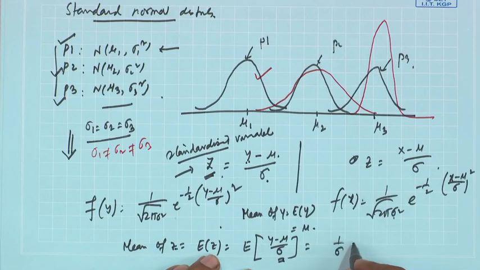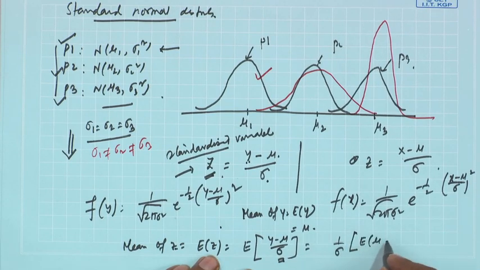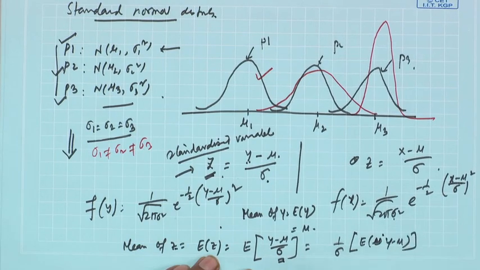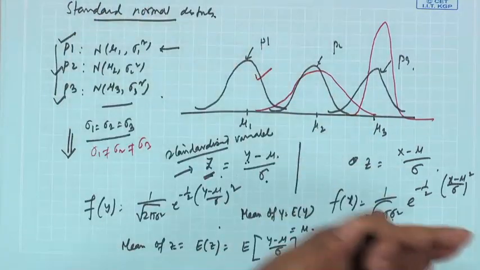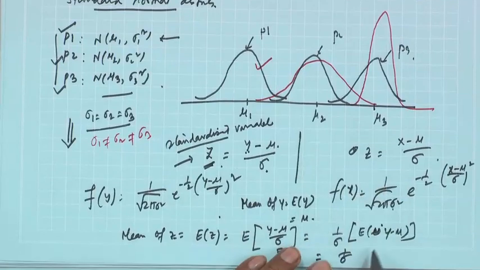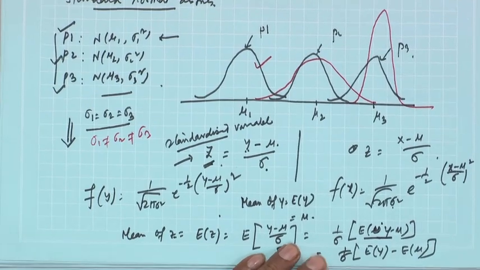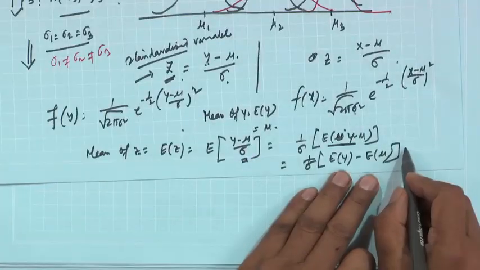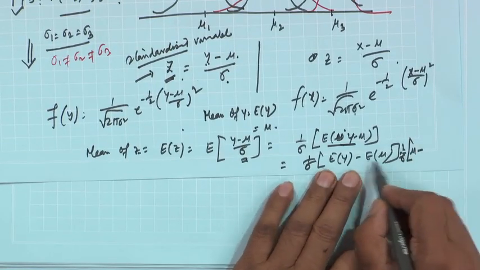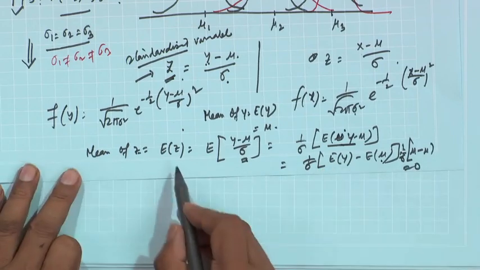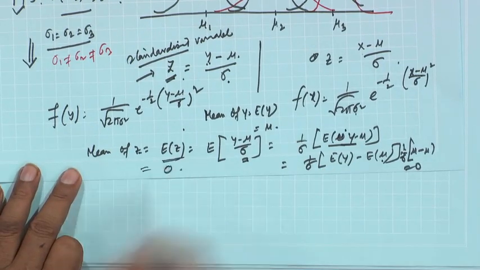Okay. Then, 1 by sigma times the expected value of y minus mu. Now, the expected value of x minus y is the expected value of x minus the expected value of y. So, the expected value of this will be the expected value of y minus the expected value of mu. So, what is the expected value of y? 1 by sigma will be there, the expected value of y is mu and mu is constant, this is also mu, so it is 0. So, what happened then? The mean of z is 0.